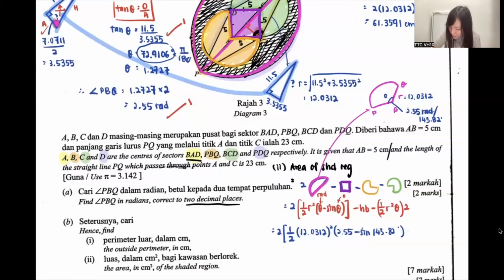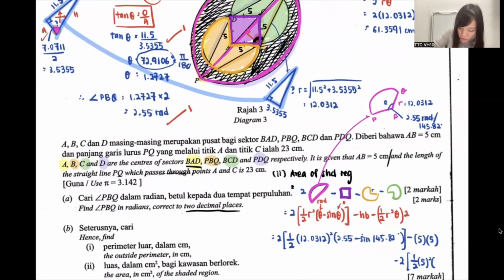Then minus height times base. The height for the square is 5 and the base is also 5. Minus 2 times 1 over 2. How about the green and the orange one? For the green color one, the radius is 5. The orange one is also 5. How about their angle? Because this is a square, this is 90 degrees. When this is 90 degrees, the leftover will be 360 minus 90 degrees. Isn't it the leftover will be 270 degrees? Can you guys see that? 270 degrees in red.